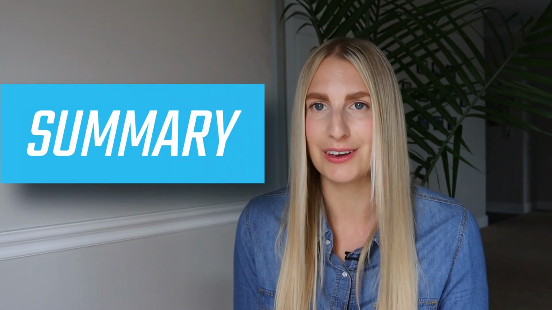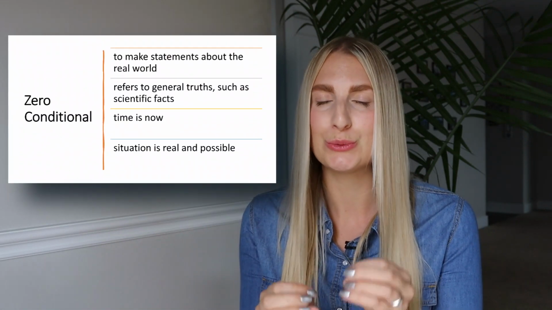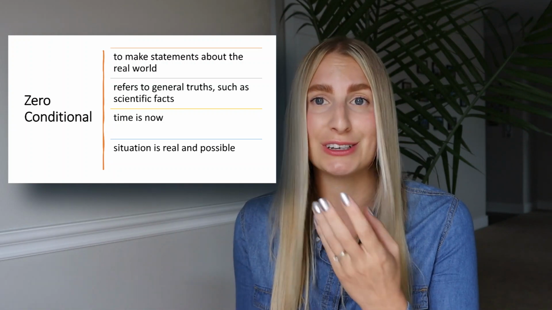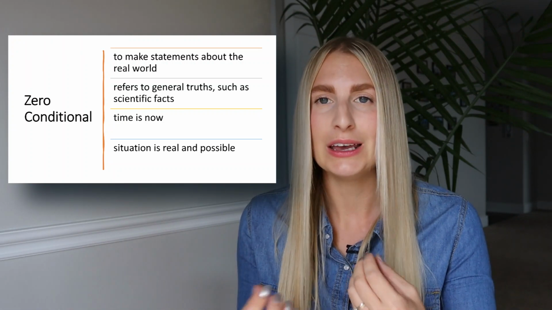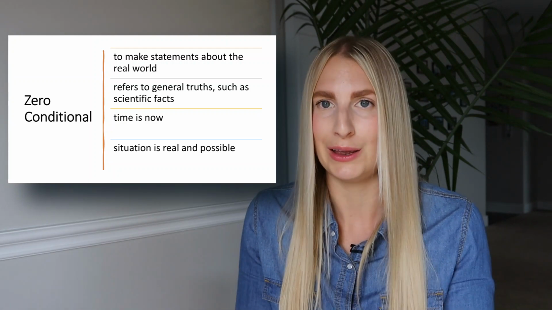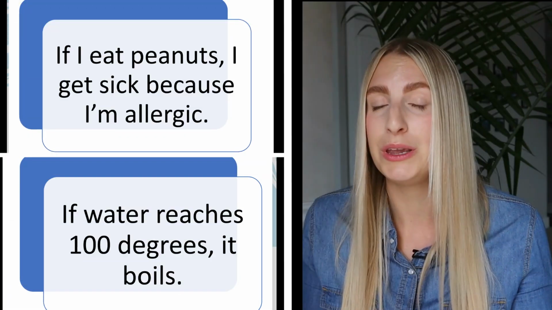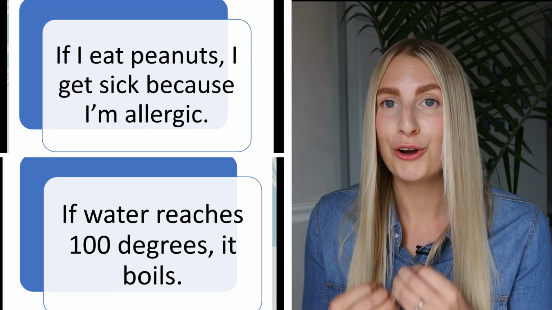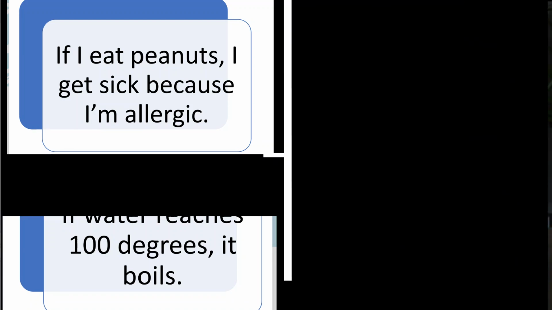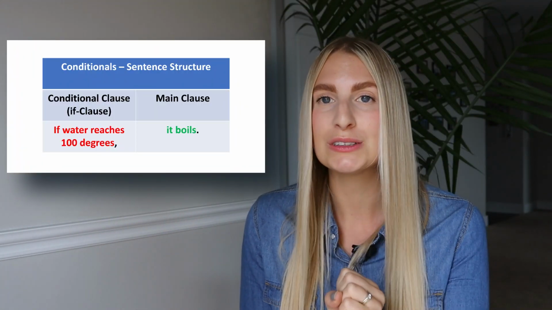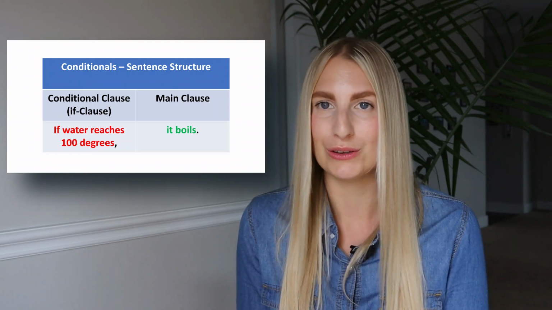Let's summarize everything. The zero conditional is used to make statements about the real world and refers to general truths such as scientific facts. It's in the now and the situation is real and possible. If I eat peanuts, I will get sick because I'm allergic. If water reaches 100 degrees, it boils. You always have a conditional clause, also called the if clause, and the main clause.